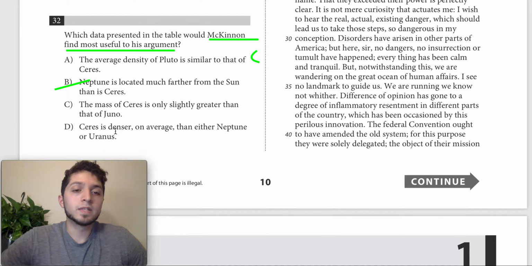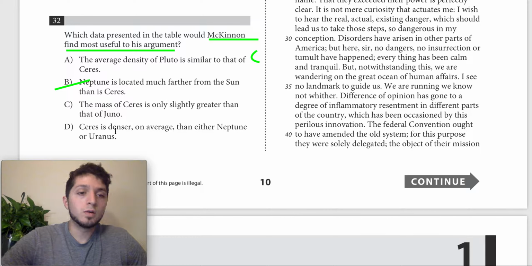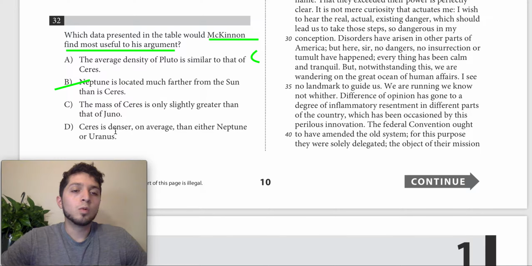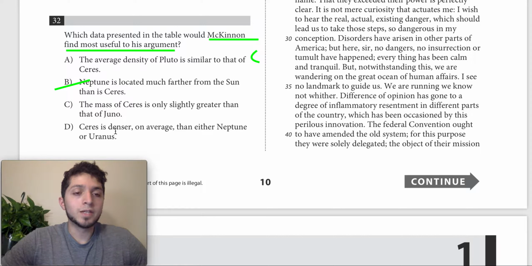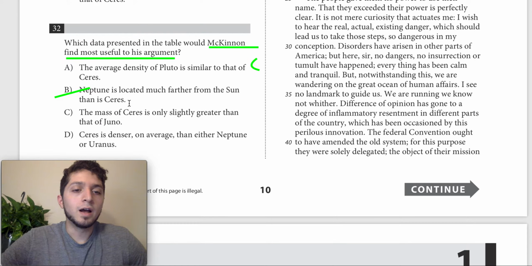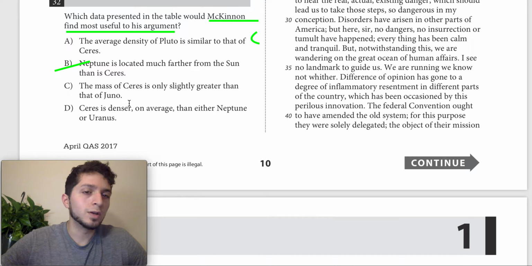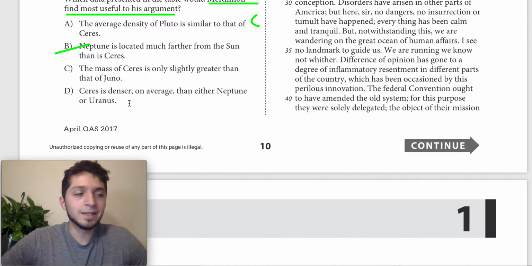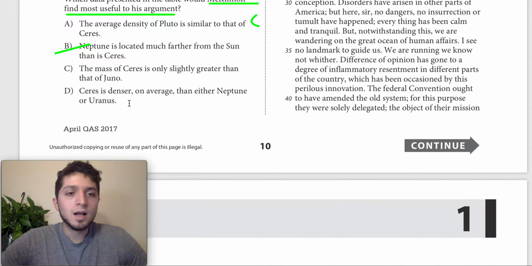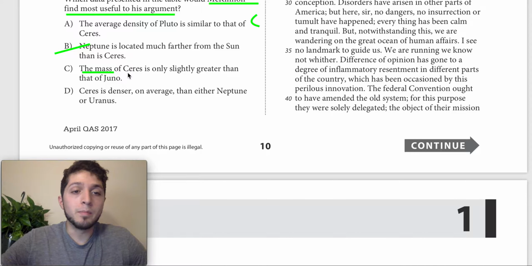C says the mass of Ceres is only slightly greater than that of Juno. What I noticed some students got confused on in this question is that they equate mass, as in the actual amount of matter, with size. Because we remember up here that it says Ceres is by far the largest object in the asteroid belt. So maybe the fact that it's only slightly greater diminishes that claim a little bit. Whatever the case, he doesn't say anything about mass. He does talk about size. He talks about size and density. So C is not a good answer choice.